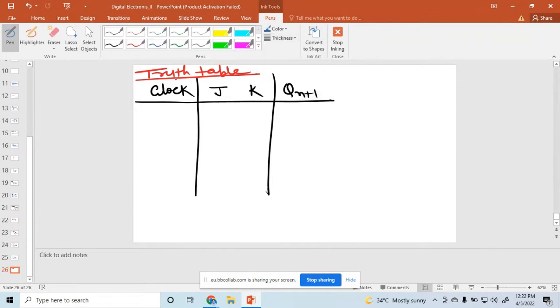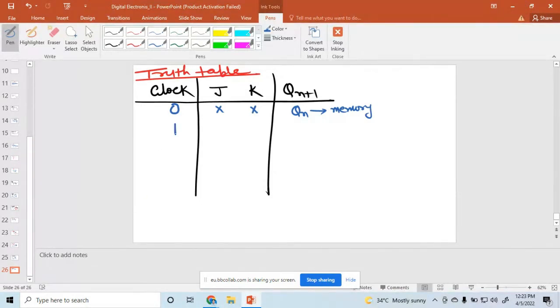Suppose that the clock pulse is 0. What happened? When the clock pulse is 0, that means J and K is don't care. It does not affect it. Output is equal to Qn. So what is the meaning of Qn? Qn means memory. So initially those values are available in a memory. Those values are the final output.